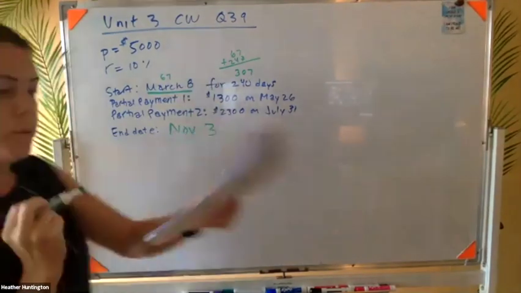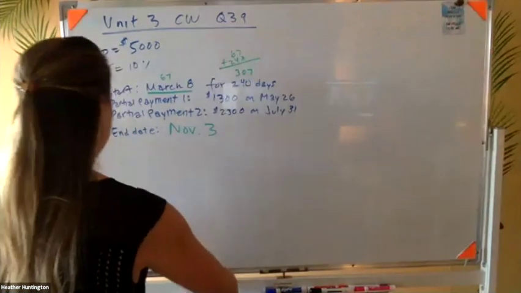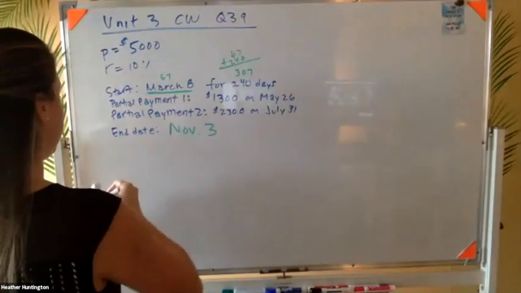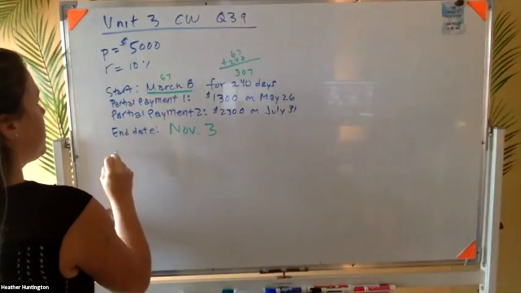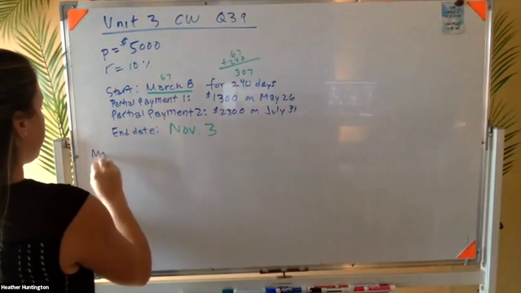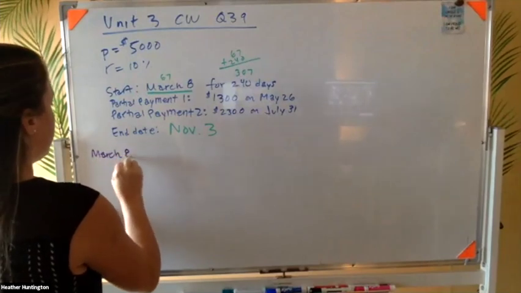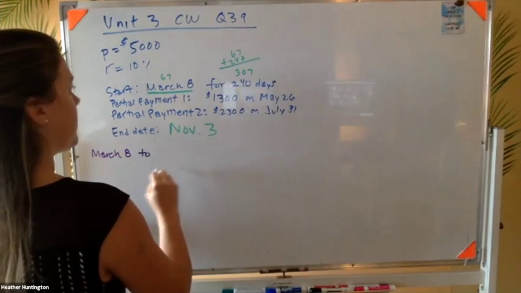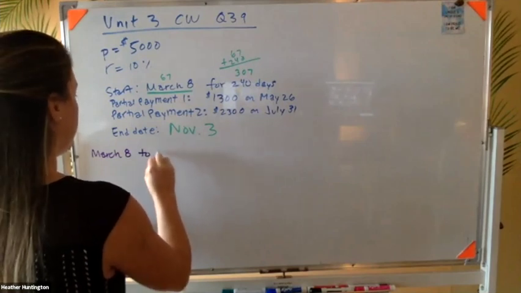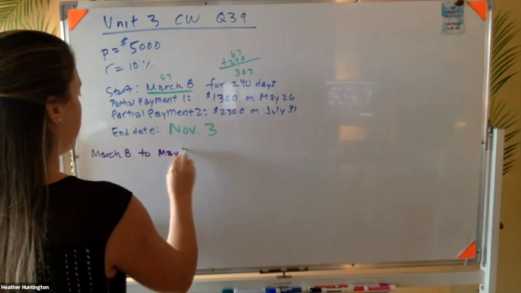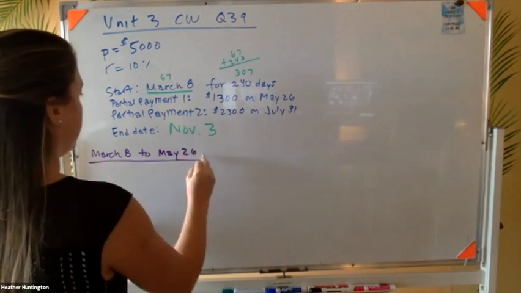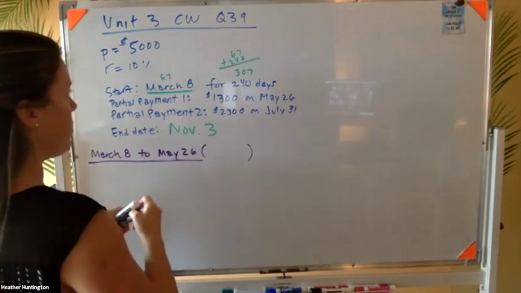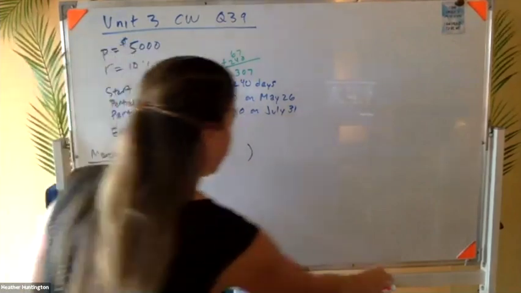Now, I like to break this up into the partial payment periods. So the first one will be from March 8 to May 26th. How many days are there in between those? We're going to find out.